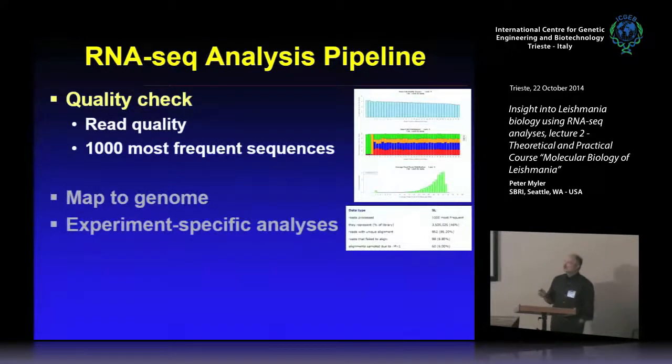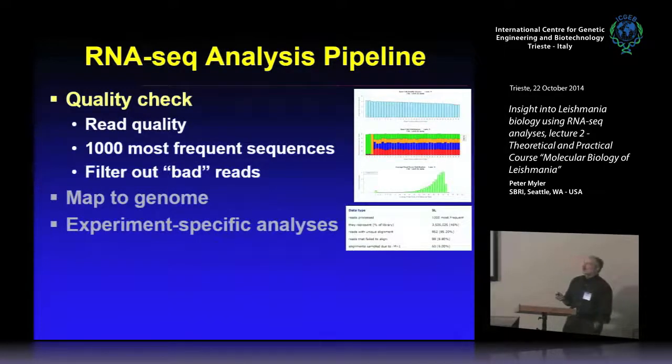I also like to look at the 1,000 most frequent sequences. We have scripts that will go in and pull out all of the sequences that are identical and bin them, and then you pull out the 1,000 most frequent, and we want to make sure that the vast majority of these aren't a single sequence. If you have a ribosomal RNA contamination, all of the 1,000 most frequent will be ribosomal RNA, and that's not going to be very useful. So we can use this to filter out bad reads if we want to.